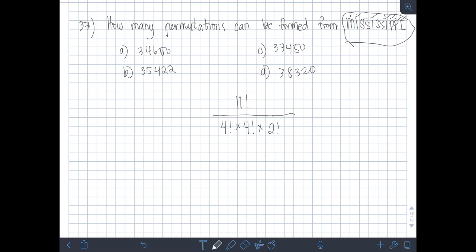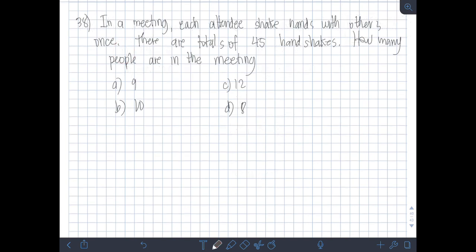So, yung lahat ng mga nauulit, susulat nyo sa denominator. Tapos, lalagyan nyo ng factorial yung number of times na naulit yung mga letters na yun. And imumultiply nyo sila sa isa't isa. Tapos, sa numerator, laging kung ilan yung letters ng word, ifa-factorial nyo lang. So, using calculator, masosolve natin to as 11 factorial over 4 factorial times 4 factorial times 2 factorial, 34,650. Letter A.